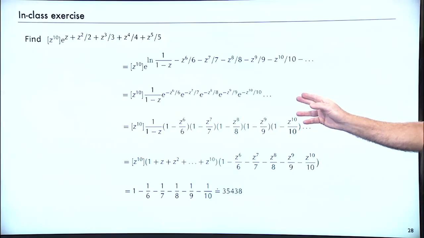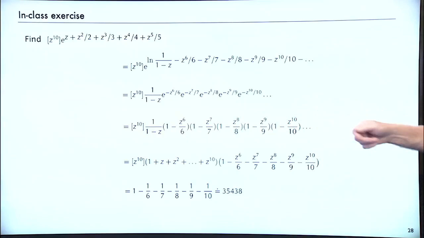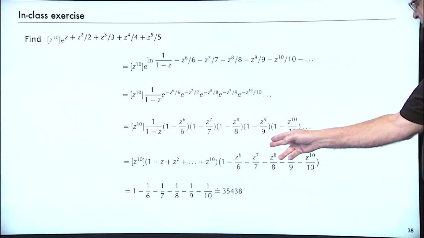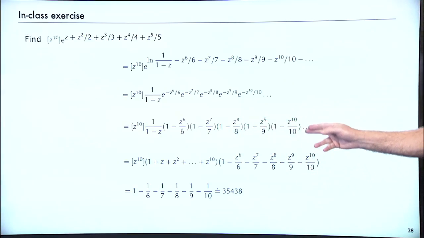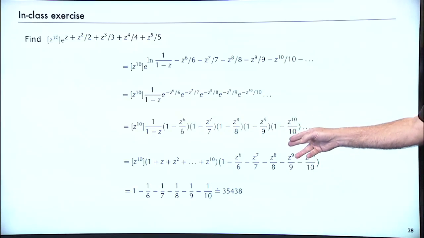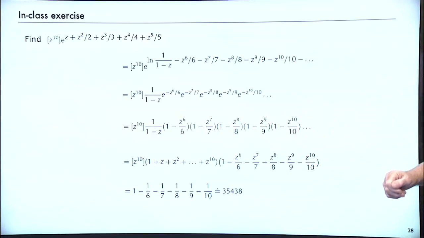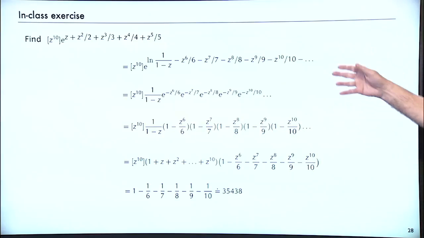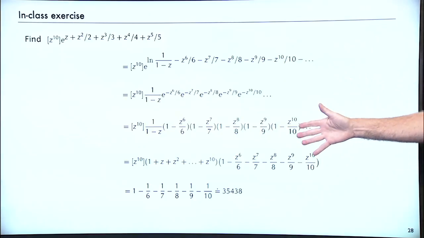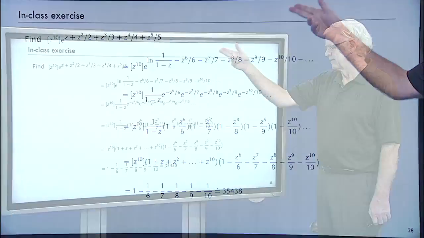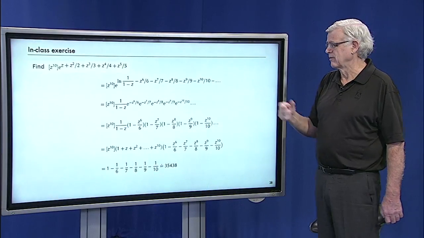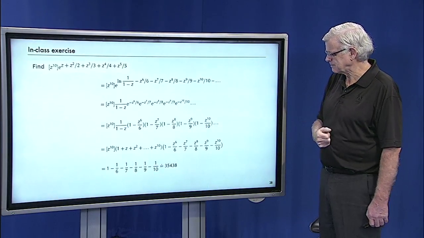It's just 1 minus 1/6 minus 1/7 and so forth. So the minus 1/6 comes from z to the 6th over 6 times z to the 4th, and the 1/7 is z to the 7th over 7 times z cubed, and so forth. If you look at that derivation, you can easily convince yourself that that's an effective way to calculate a coefficient like that for a particular problem.